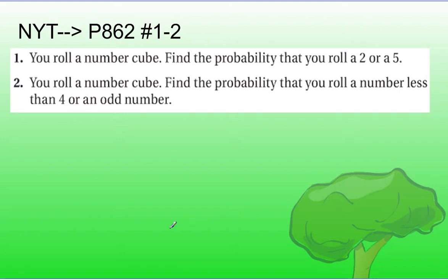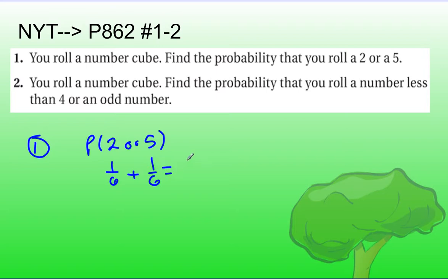Okay, number 1 says, you roll a number cube. Find the probability that you roll a 2 or a 5. So we want the probability of a 2 or 5. Now, there's only one 2 on a number cube. There's only one 5 on a number cube. So we want this thing or the other thing. We add those probabilities together, and we get 2 out of 6.